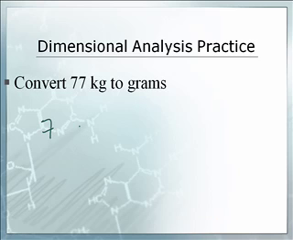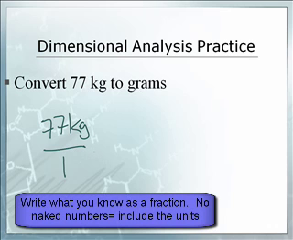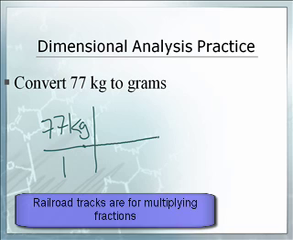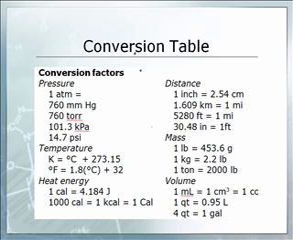So I have 77 kilograms. Rule number one is write down what you know as a fraction. Put it over 1. Now I'm going to multiply by a conversion factor; we use these like railroad tracks. I need to look at my conversion factor and see if I can find something that relates kilograms and grams. What am I going from? Kilograms to grams.